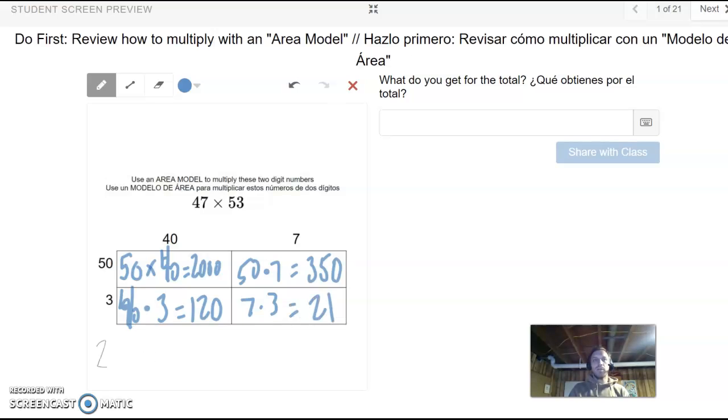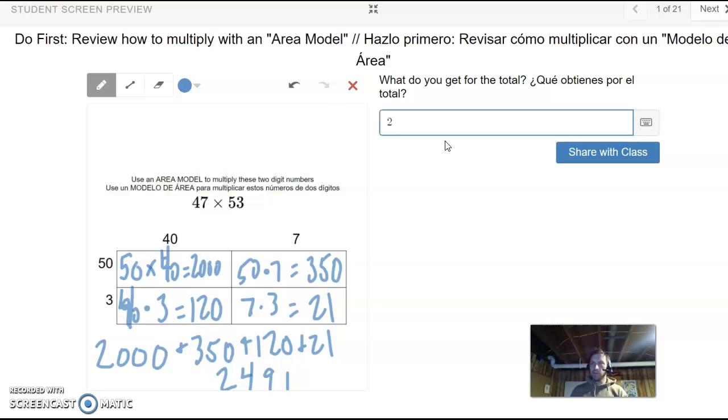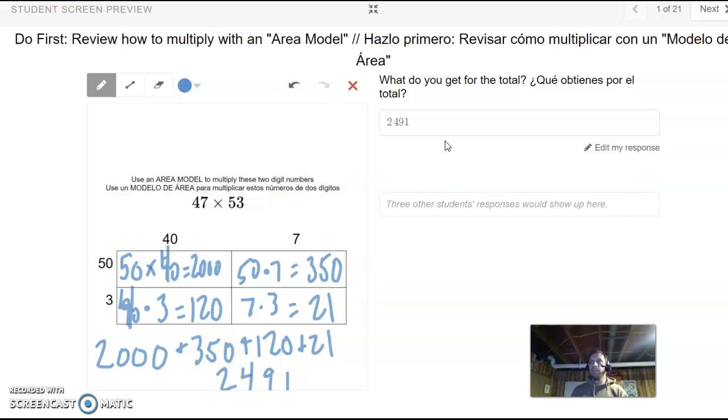So we're going to add each of these pieces together. Remember, it's always a good idea for you to pause, try this on your own, then rewatch it. So when we add 2,000 plus 350 plus 120 plus 21, we get 1 in the ones place, 9 in the tens place, 4 in the hundreds, and 2 in the thousands. So go ahead and type that in, 2,491. All right, let's move on to the next one.